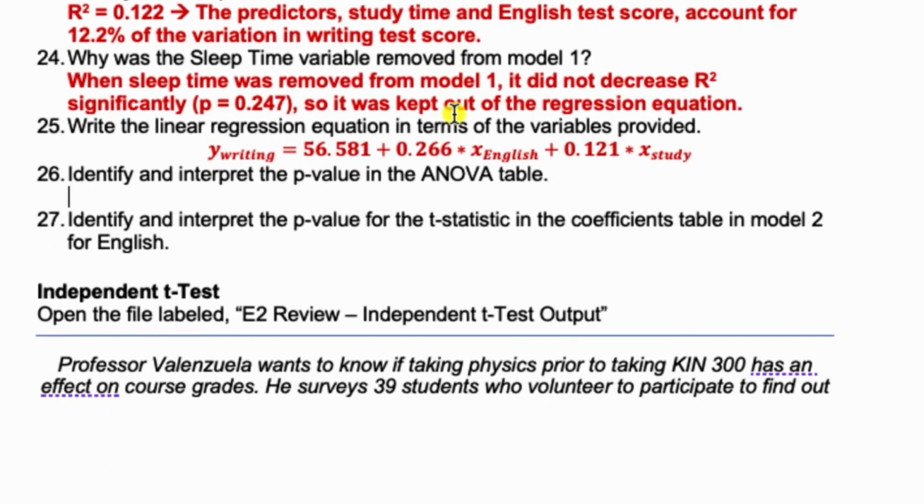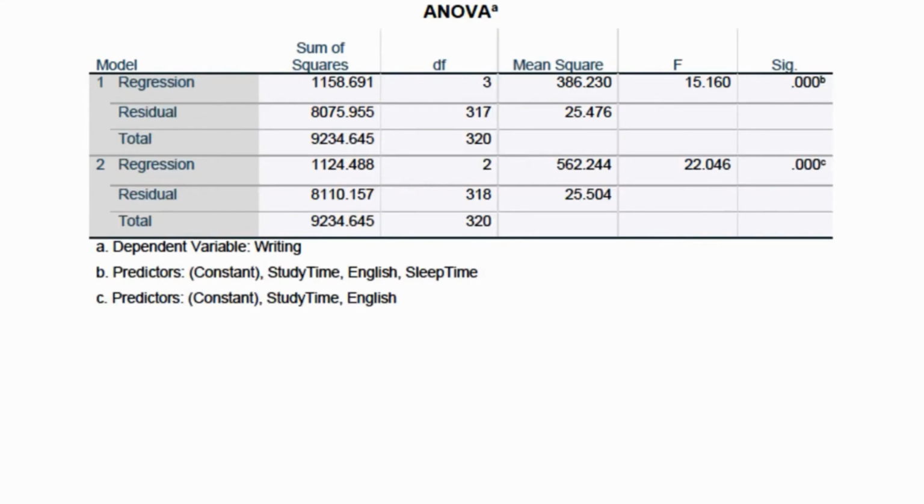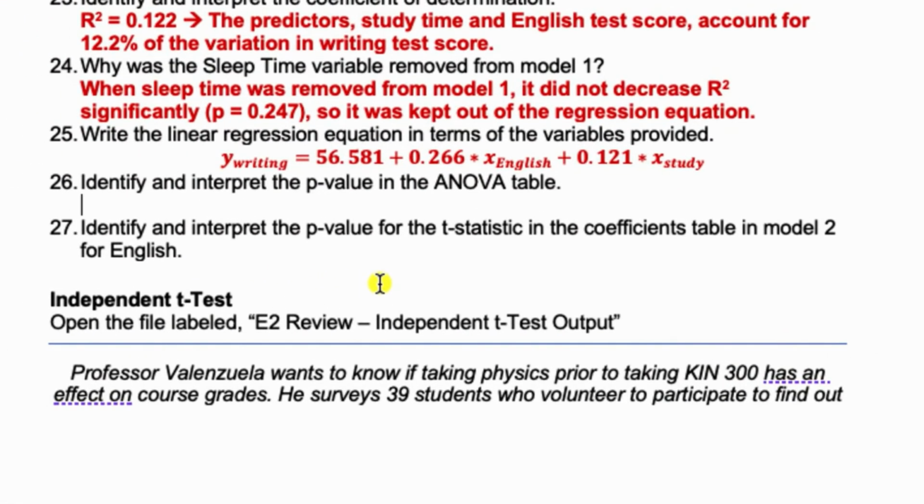I've then asked you to identify and interpret the p-value in the ANOVA table. So I think that's up here. Okay. Our p-value for our second model is listed as 0.000. If you put 0.000, you will get 0 credit for the question. Okay, because I've told you guys enough times that you should never have a p-value that is equal to 0, right? Instead, p should be less than 0.001 because that is the number of decimal places that we have reported in SPSS, and we have to assume that there is some error in our measurement.